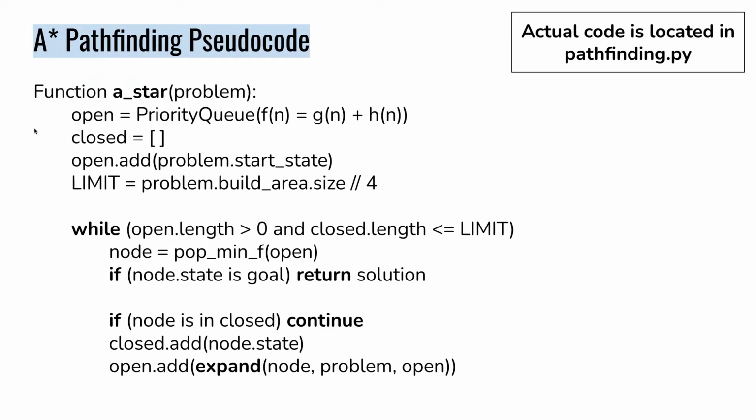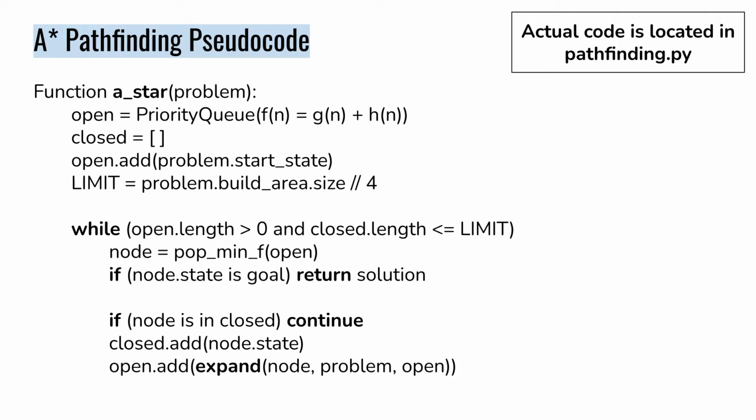Here we have the pseudocode for our A* pathfinding algorithm. The actual code for this algorithm can be found in the pathfinding.py file. It is a typical A* algorithm with the addition of our limit on the size of the closed list. We used a priority queue based on the fcost of a node for the open list, and an array that stores xc positions for the closed list.